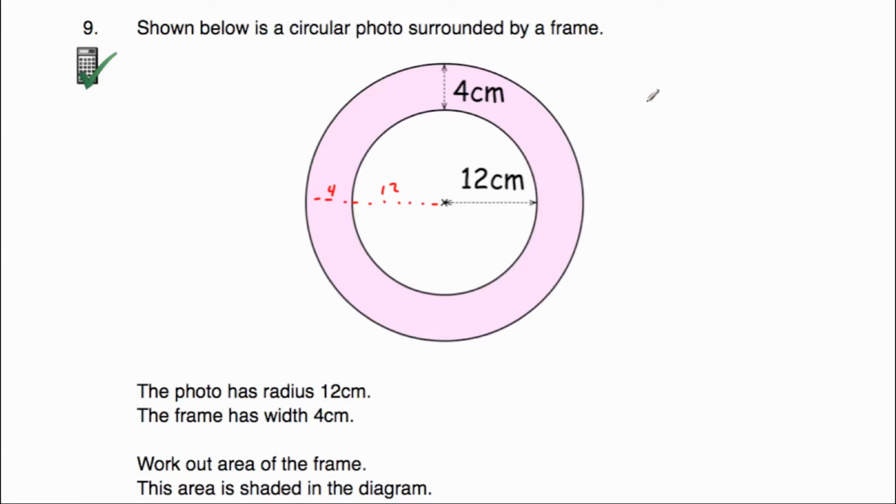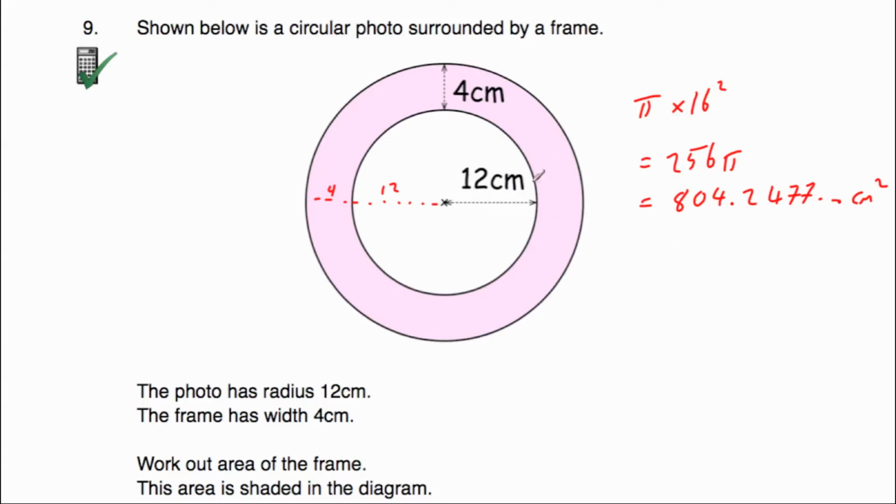So for the whole circle, we're going to do pi times 16 squared for the big circle. So pi times 16 squared, and it's a calculator question. So pi times 16 squared equals, and that's equal to 256 pi, or we could write it as a decimal as 804.2477 and so on centimeters squared. So the area of the whole big photo frame is 804.2 and so on centimeters squared, or 256 pi centimeters squared. So we could use either one of those.